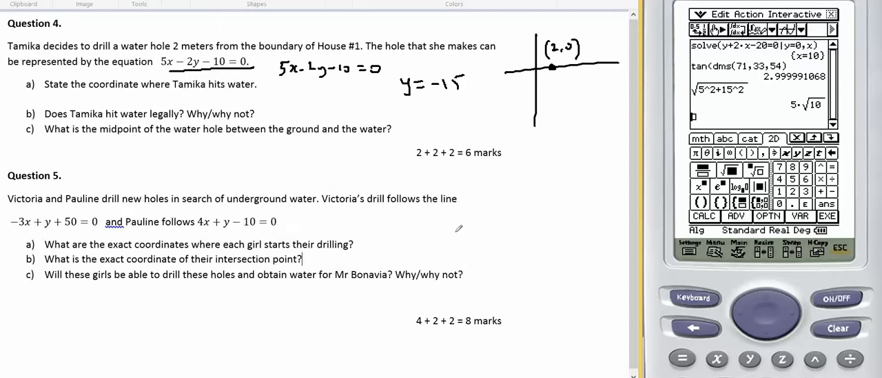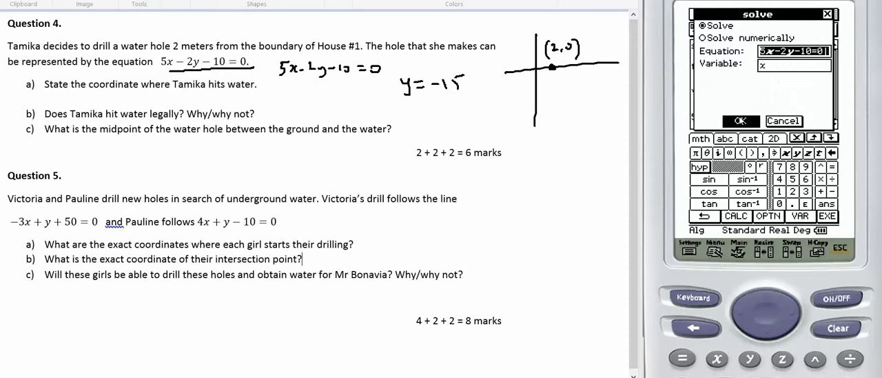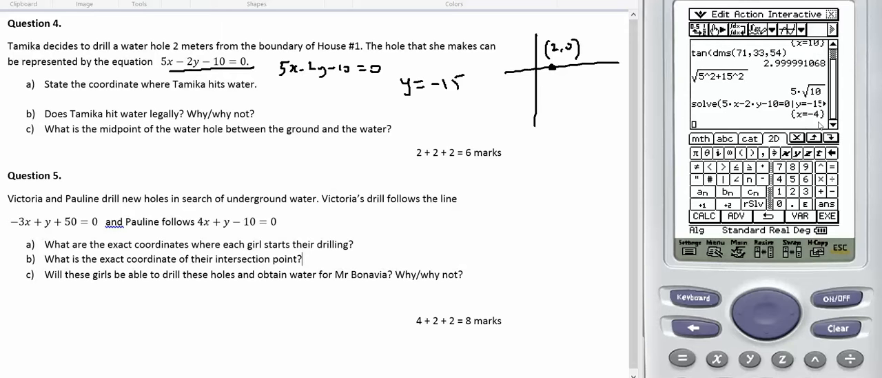So I'll come over to here, and I've got 5x minus 2y minus 10 equals 0, and given y equals minus 15, I'm going to solve this equation for x. And it tells me x is -4.